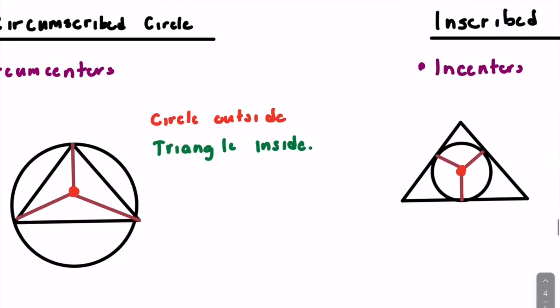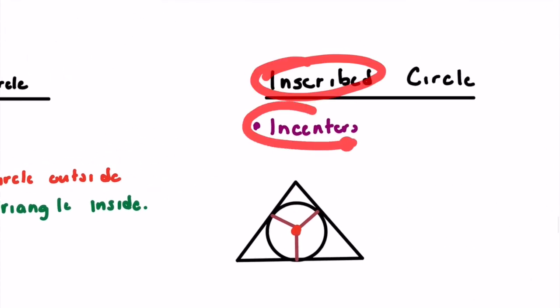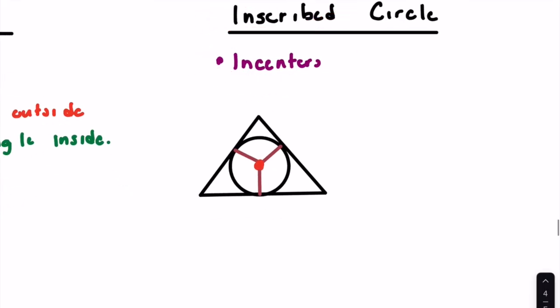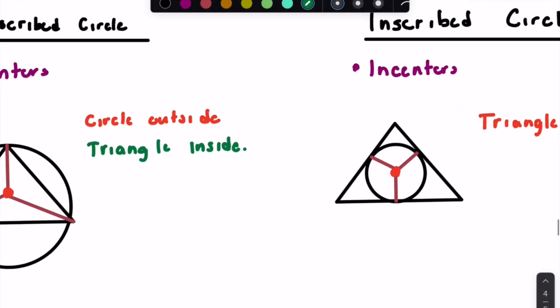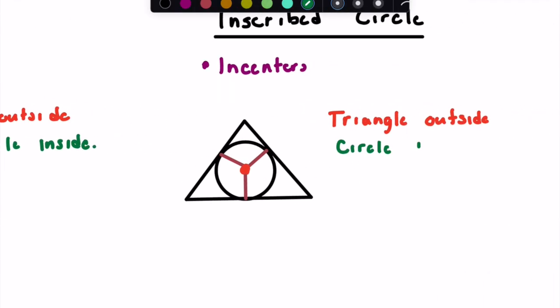the vertices. For inscribed circles, which is for incenters, we have the triangle on the outside and the circle on the inside. So here we have the incenter, and the incenter is equidistant from all the sides. The incenter is equidistant from all the sides of the triangle. And then we have our circle on the inside.